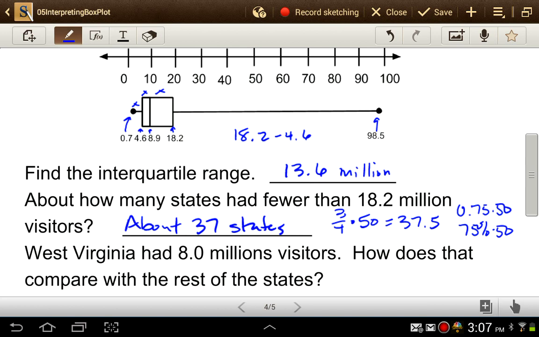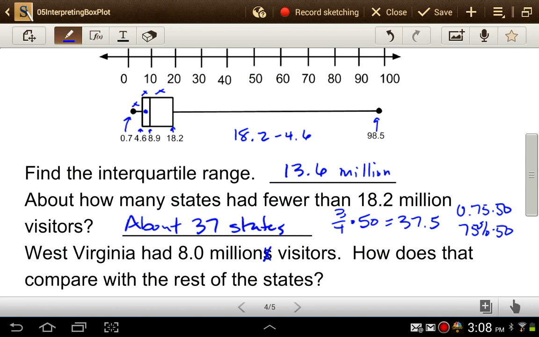All right? West Virginia, next question. West Virginia had 8.0 million visitors. How does that compare with the rest of the data? Well, I'm going to look where 8.0 falls. Well, there's 4.6, there's 8.9. So it's going to fall in there a little bit.